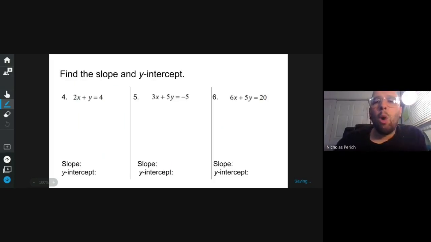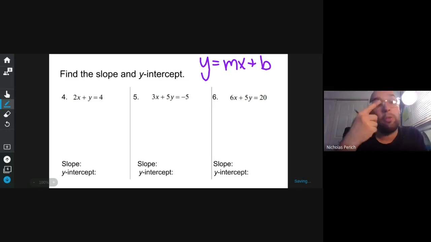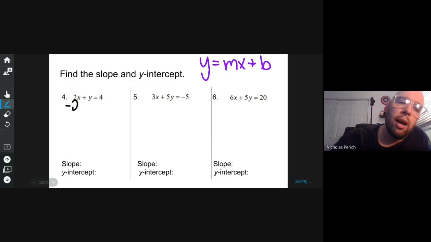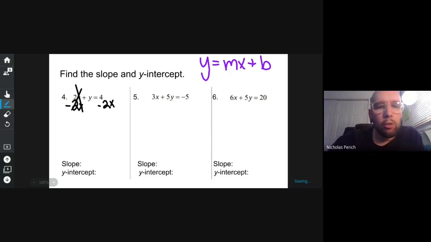Find the slope and the y-intercept. Again, I need it in the form y equals mx plus b. When y is all by itself, the number in front of x is the slope and the number floating around is the y-intercept. So, is y all by itself? No. What's in the way? I have a negative 2x floating around. So let's get rid of that. Minus 2x, cross it out. Drop down the y.